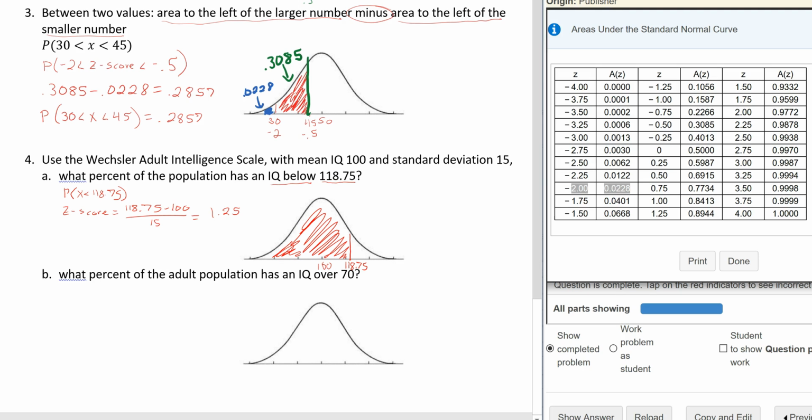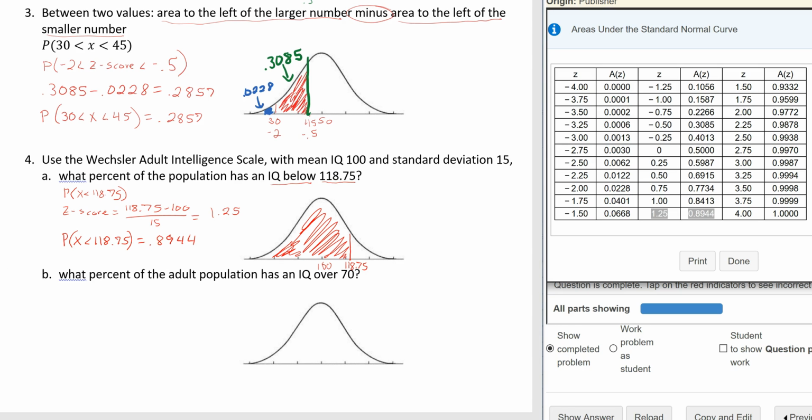Looking over at the chart on the right, I see that I have a z-score of 1.25, and that has an area or probability associated with it of 0.8944. So the probability of a data value or an IQ being less than 118.75 is 0.8944. That means about 89% of the population in the world has IQs lower than 118.75.